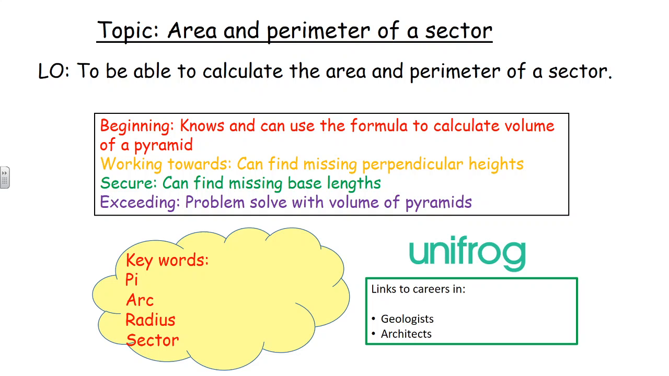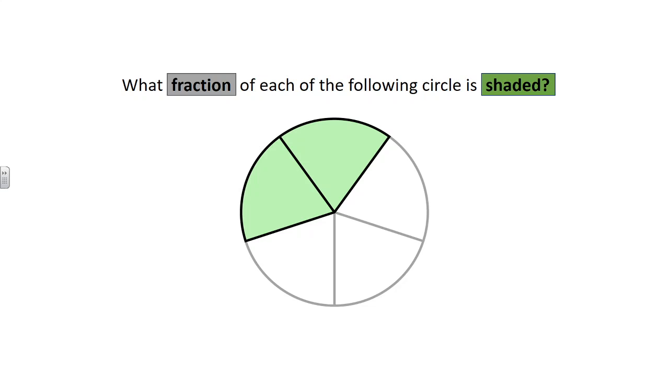Today's lesson then, so we're going to extend the learning you've done already on finding area and perimeter of halves and quarters of a circle to do any sector. So these will work for any sector of a circle. Right, so first of all, instead of looking at halves and quarters, we need to be more confident in finding fractions of a circle.